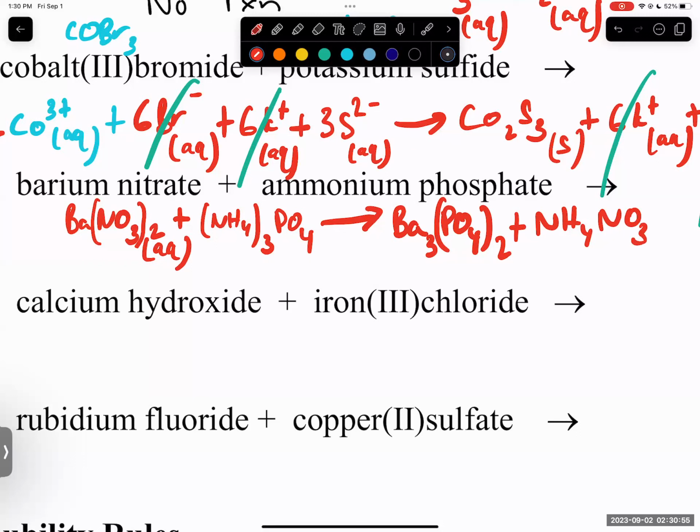Right. Now for our physical states, this is aqueous. Which one is my solid, Colin? Barium phosphate or ammonium nitrate? Why is that? Yeah, those things aren't soluble at all, except for group 1 and ammonium. And this, ammonium's always soluble, nitrate's always soluble. This is like soluble squared.